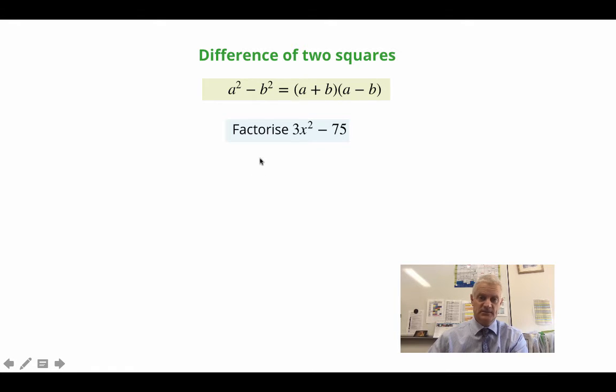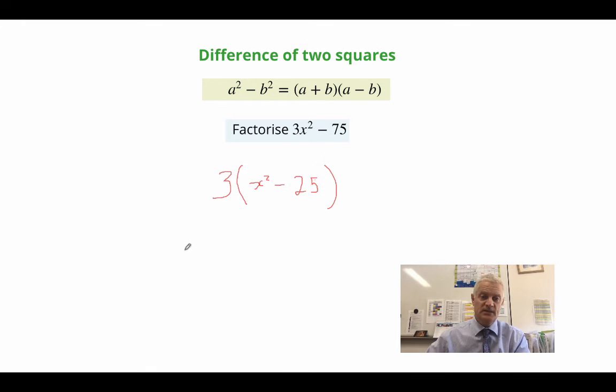For example, well, let's just look at this one here. 3x squared minus 75. Well, the first thing I'm going to do here is see that there's a common factor of 3. So I'm going to take the 3 out here because that's a common factor. And then what's left? X squared minus, well, 75 divided by 3 is 25. What you can see straight away here with this x squared minus 25 is that's a square number, that's a minus sign, and that's a square number, which obeys the rule of our difference of two squares.